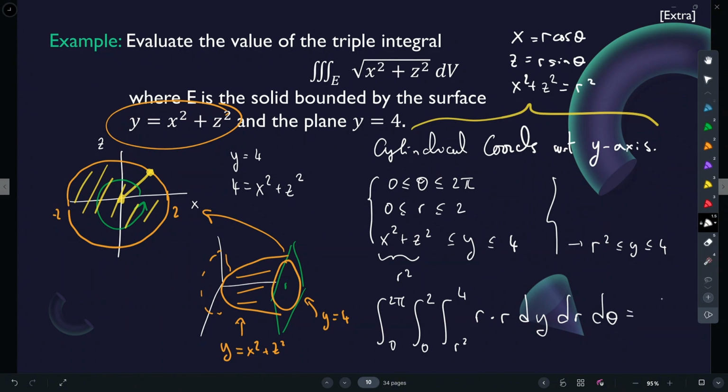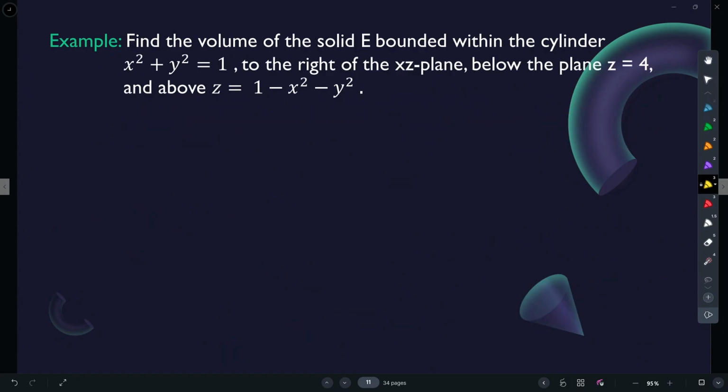And you get 128 divided by 15 pi. Okay, there's a little bit of work in there, but that's what you get. All right, let's keep going.